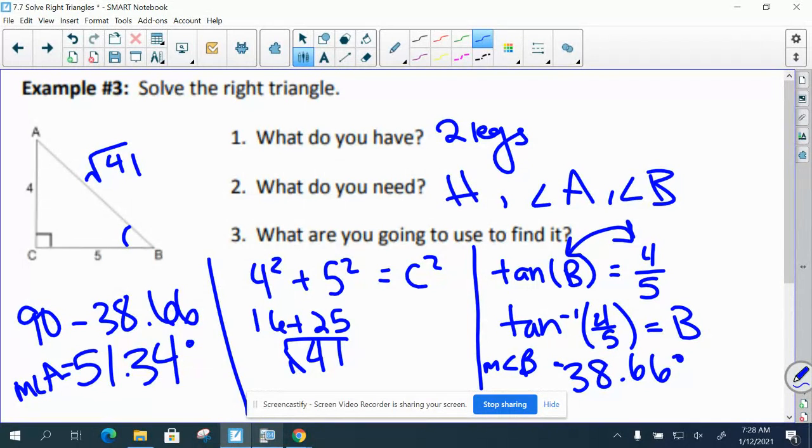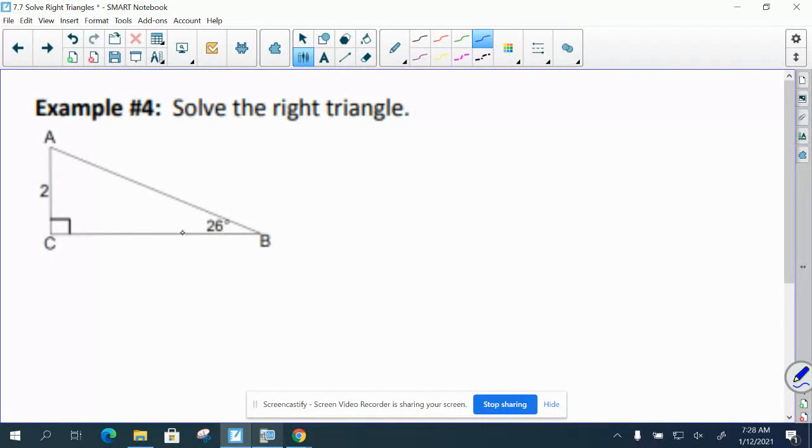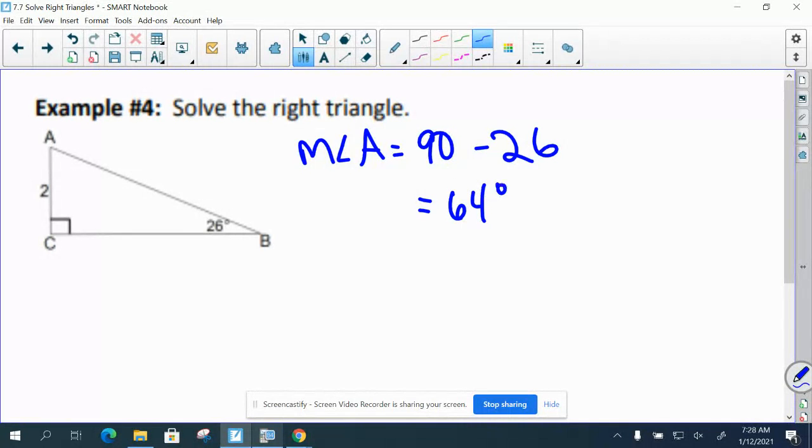Okay, let's look at some more examples. How about for this one? So for here, we're given this angle, so all we need to do to get angle A is subtract 26 from 90. So the measure of angle A would be 90 minus 26, which gives us 64 degrees.